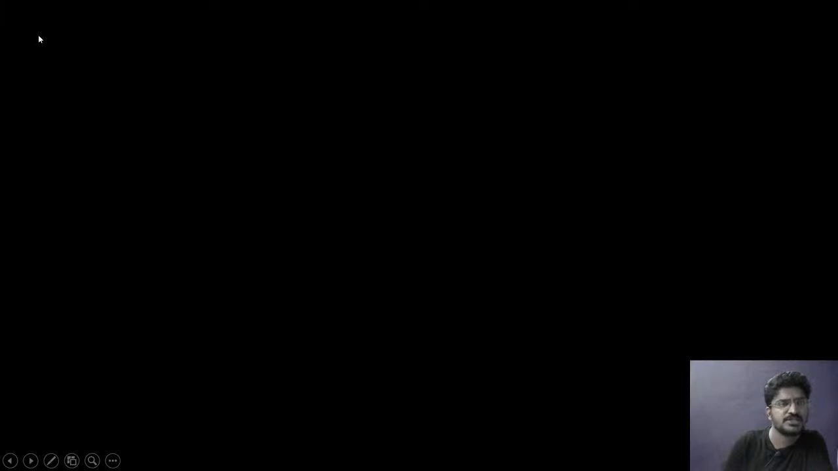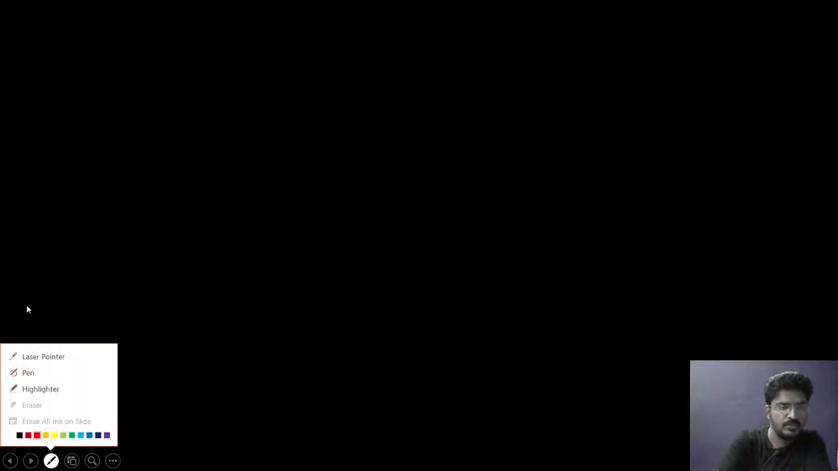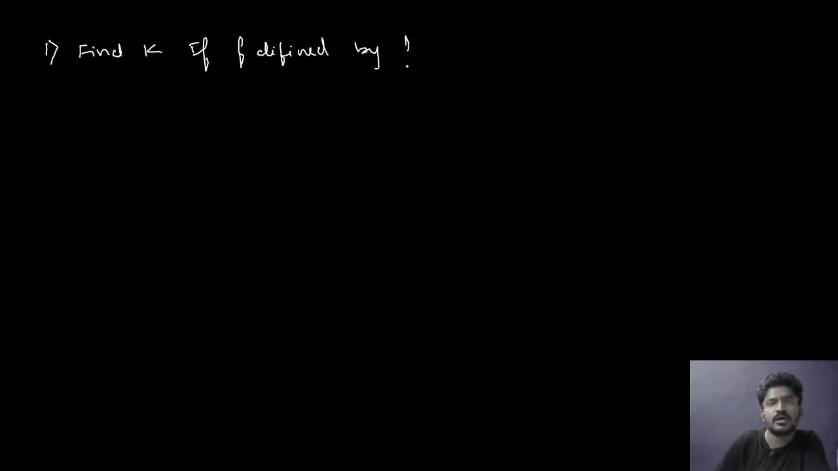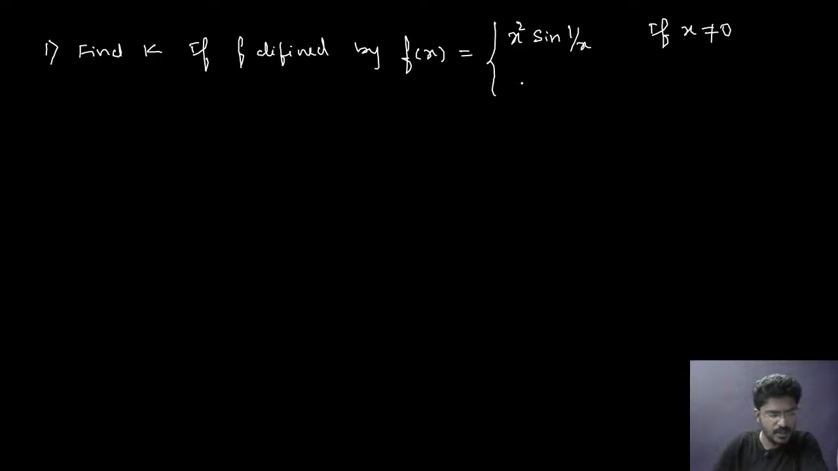So here the first problem is: find k if f defined by f of x equal to x square sine of 1 by x if x is not equal to 0, and k if x is equal to 0, is continuous at x equal to 0.